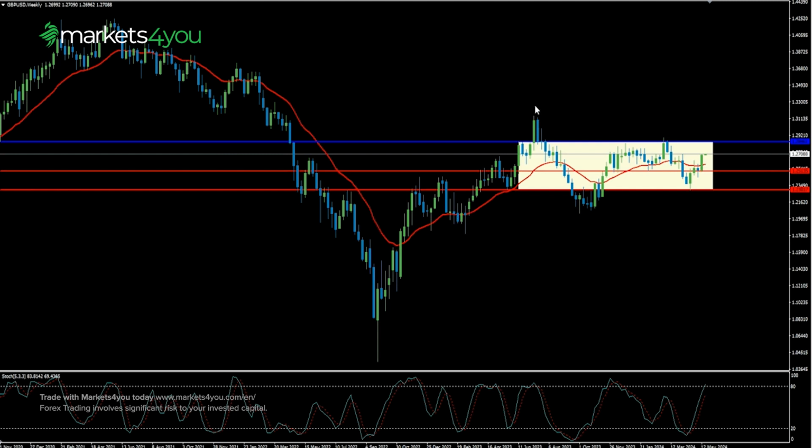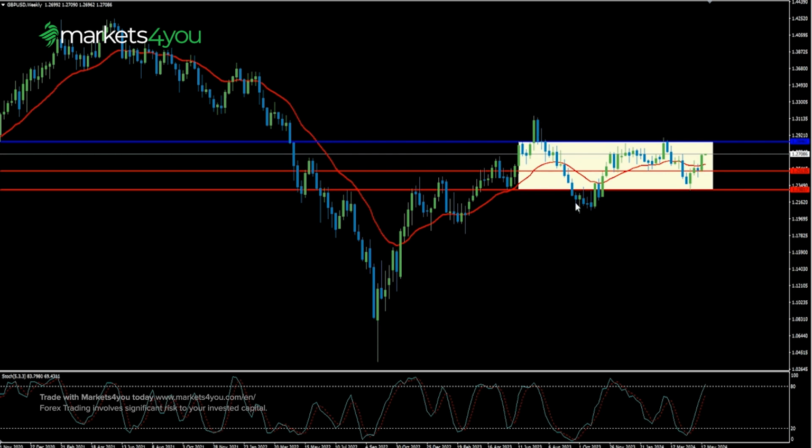Previously it was moving in a wide range, a wider consolidation, with the highest at 1.31. Meanwhile, the lowest is 1.20. So 1.31 and 1.20, so 1.3 to 1.2. Yes, this is the range.